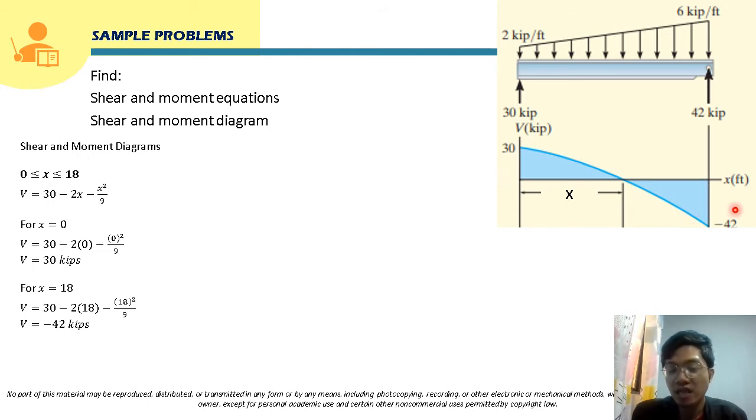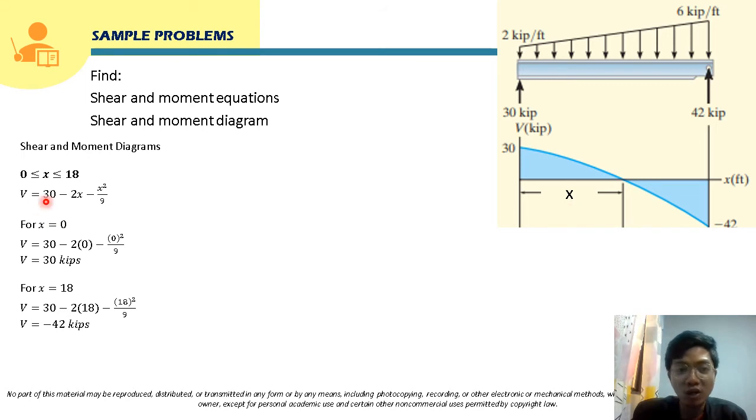Take note here, class, that for this graph, it passes the x-axis at this point, from the leftmost part. Let's say this is distance x. We don't know yet the value of this x. It is not automatically 18 over 2, so it is not just at the mid-span. We don't know this value yet, so we are going to solve this.